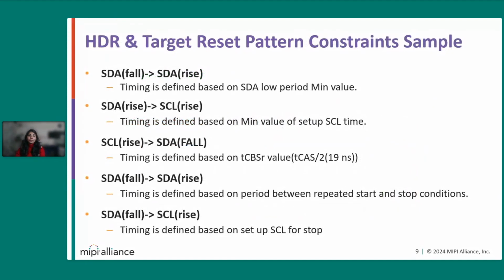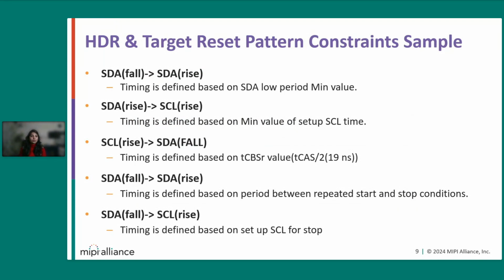And then at the end, I have taken a snapshot of all these discussed scenarios, where we can see that we need to understand and take care of the implementation. Data path permutations between the clock and between these two signals must be defined as a functional constraint for proper timing closure. So here, for example, if you see the third option, where SCL rise, the transition is happening from SCL rise to SDA fall, and the timing is defined based on the TCBSR value, that is TCAS by 2.